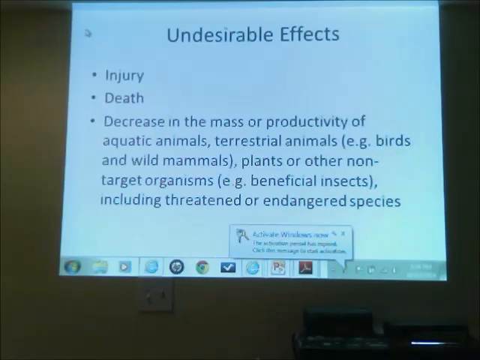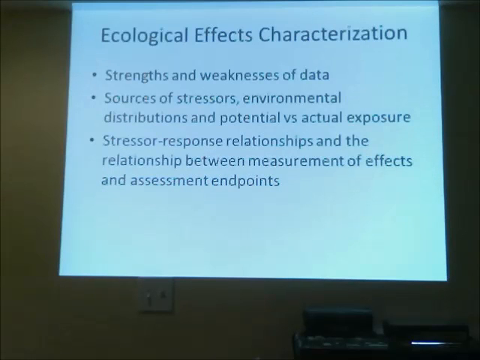It could also affect plants and other non-target organisms, those things that we're not actually trying to control, we're not trying to kill them, but because of the pesticide itself, it's actually affecting these kinds of things. And these would include things like beneficial insects, or things that might be threatened or endangered. So anything that winds up being on the threatened and endangered list would be something that we'd be very much concerned about. So how do we characterize ecological effects?